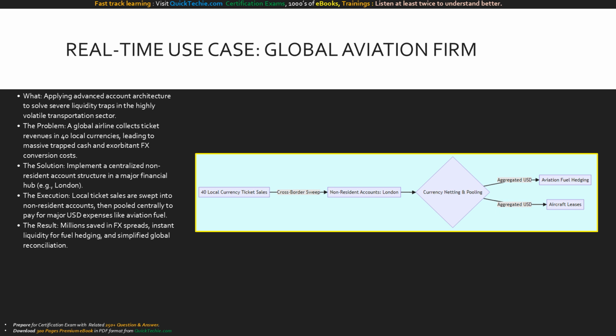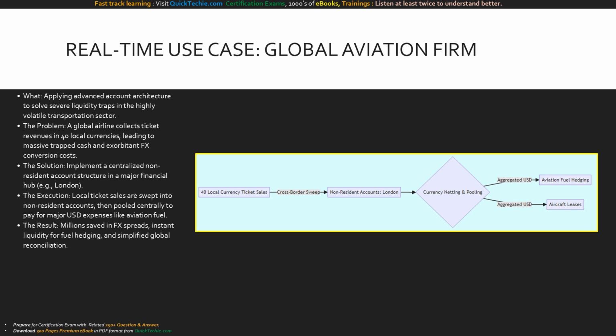How do you fix this? You completely overhaul your bank account architecture. You close the fragmented domestic resident accounts and open centralized non-resident accounts in a major hub like London or Singapore. Now, local ticket sales sweep automatically into these central accounts. You pool the currencies, net your global exposures, and fund your fuel hedging programs instantly from one centralized location. By redesigning the architecture, you save millions in FX spreads, eliminate trapped cash, and ensure your airline always has the liquidity to fly. This flowchart brings our aviation use case to life.